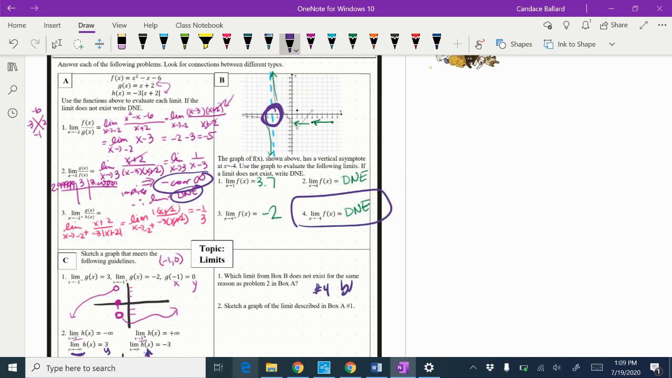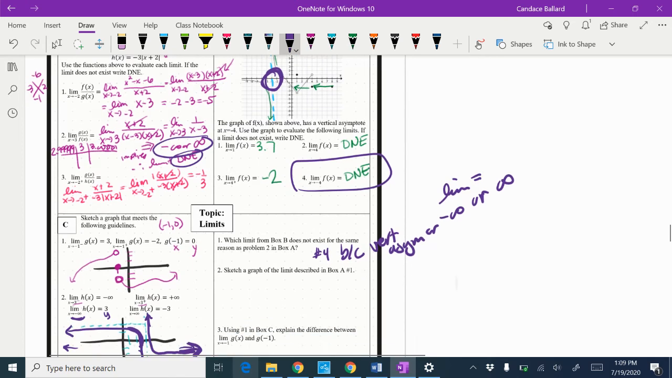And I would say if you want to write down a note, it's because of the vertical asymptote, or that it goes to negative or positive, or limit equals negative or positive infinity.